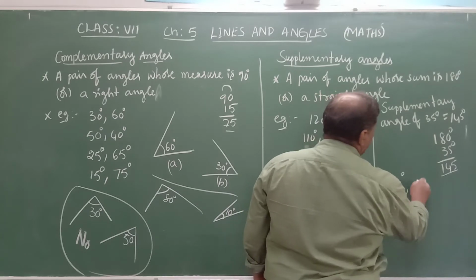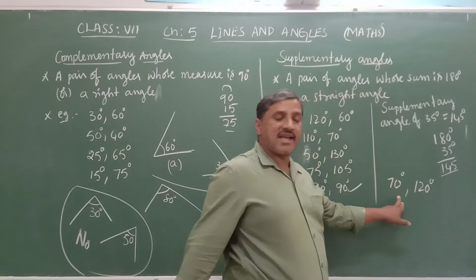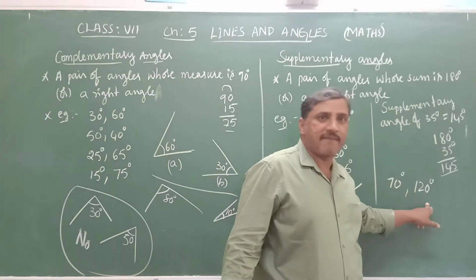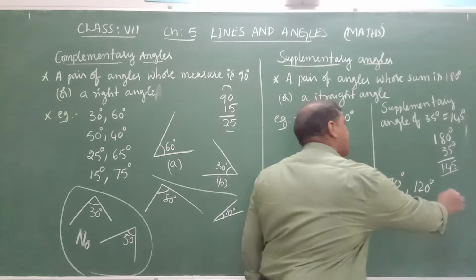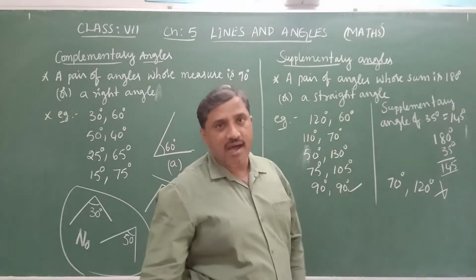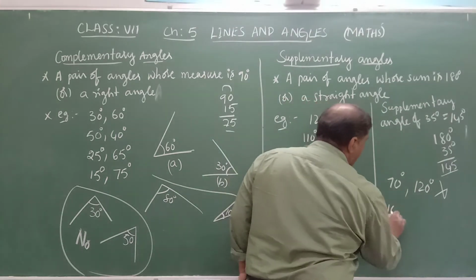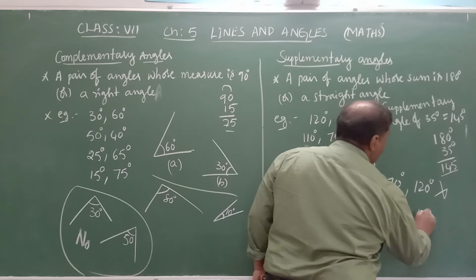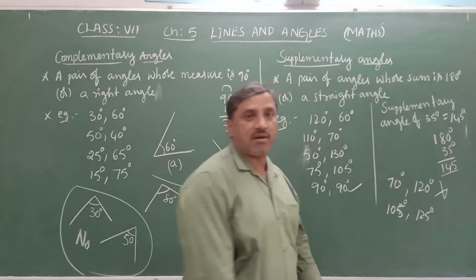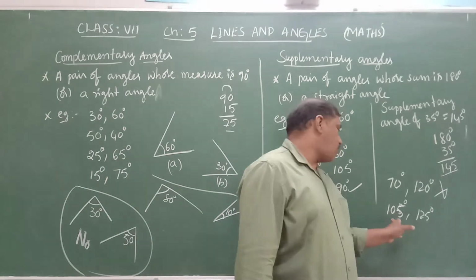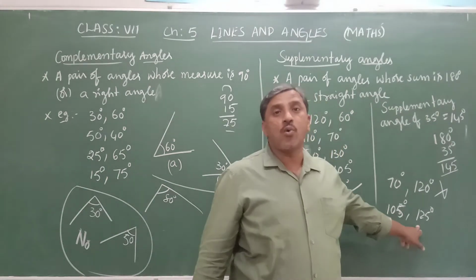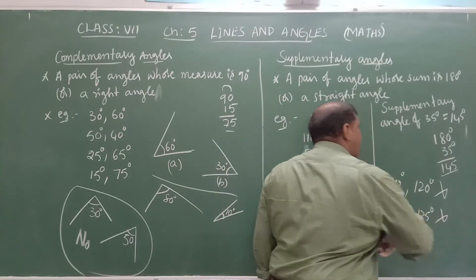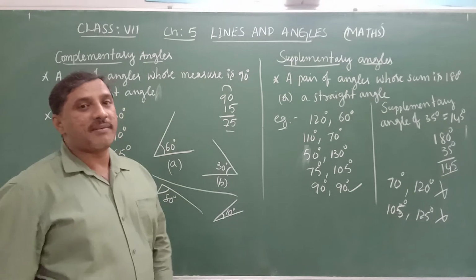70 degrees, 120 degrees. Are these supplementary angles? No. Why? Because the sum of these two, 70 plus 120, is equal to 190. So this is not a pair of supplementary angles. Take one more example. 105 degrees, 125 degrees. Are these two a pair of supplementary angles? No. Why? 105 plus 125 is 230 degrees, which is more than 180 degrees. Therefore, this pair of angles is also not supplementary.